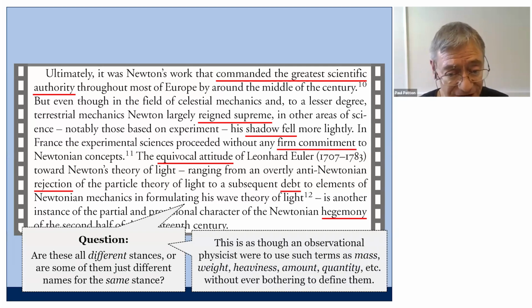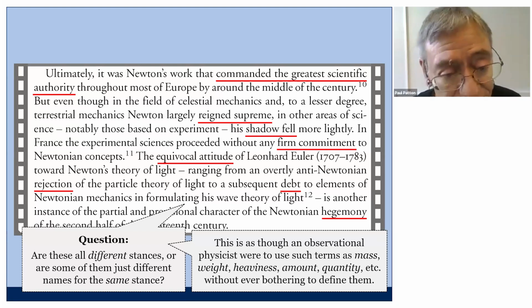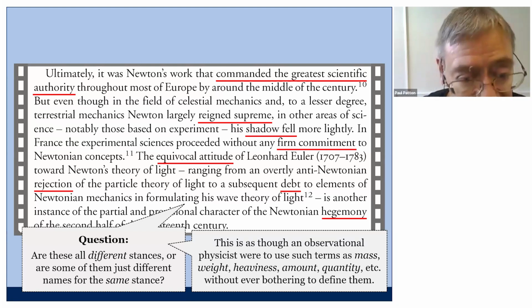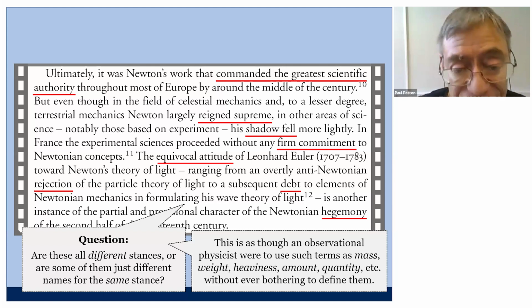Now, imagine if physics was this way. Terms like mass and weight and heaviness, amount and quantity, we would find used in different ways in every paper, without anyone ever bothering to have standard, commonly shared definitions. So this is what we need in order for history and philosophy of science to create knowledge of general principles in the process of scientific change.